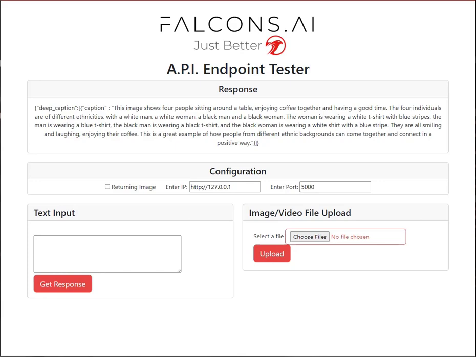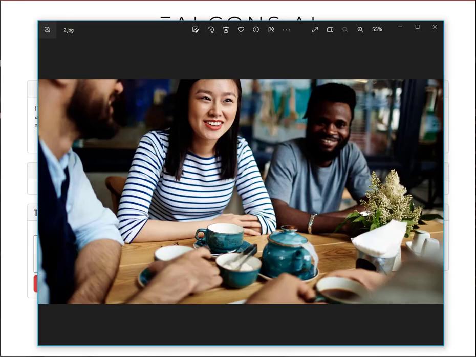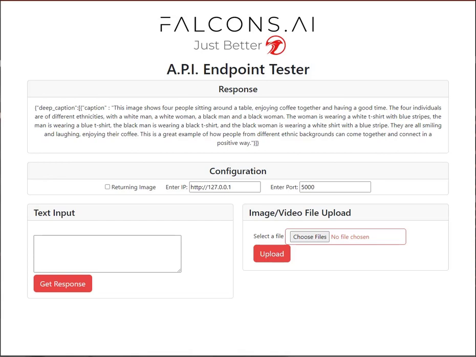So here we have the result set. Once again, this is the picture. We're going to go through and look at this image. It shows 4 people sitting around a table, enjoying coffee together, having a good time. The 4 individuals are of different ethnicities: a white man, white woman, black man, black woman. This woman is wearing a white t-shirt with blue stripes. The man is wearing a blue t-shirt. The black man is wearing a black t-shirt.